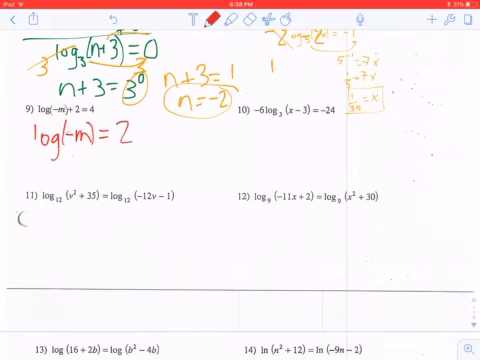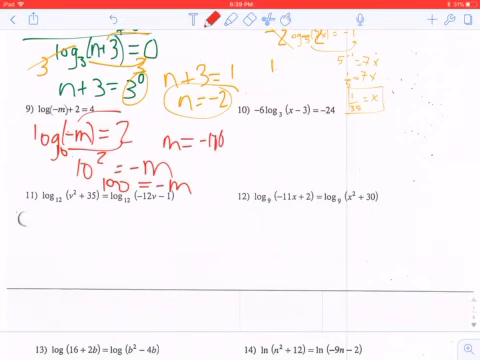If I subtract 2 from both sides, log without a base is a base of 10. So 10 squared is equal to negative m. Oops. So I did 10 squared equal to negative m. 10 squared is 100. If negative m is 100, then positive m equals negative 100.